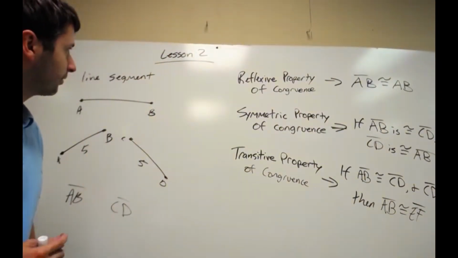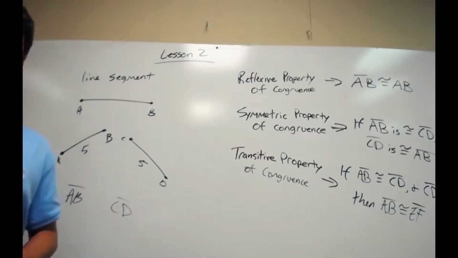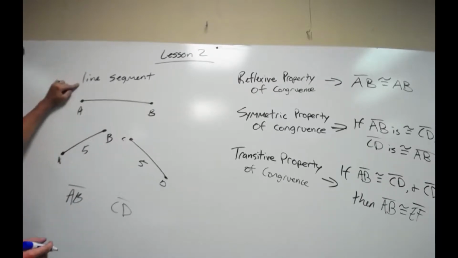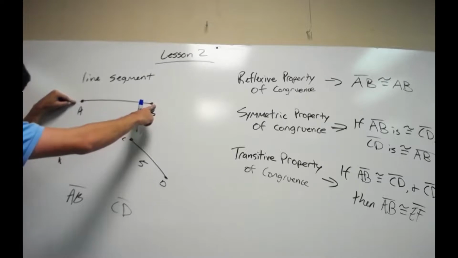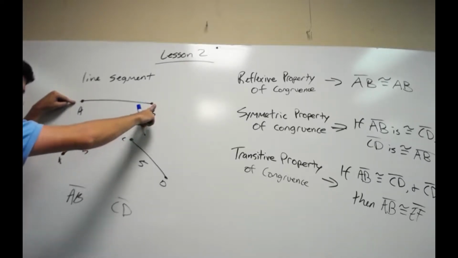Hello class, let's go ahead and look at lesson 2 in geometry, and we're talking about line segments. Now a line segment is a part of a line consisting of two endpoints and all points between them. So a line segment ends with points. That means it actually has a measurement because a line goes on infinite.